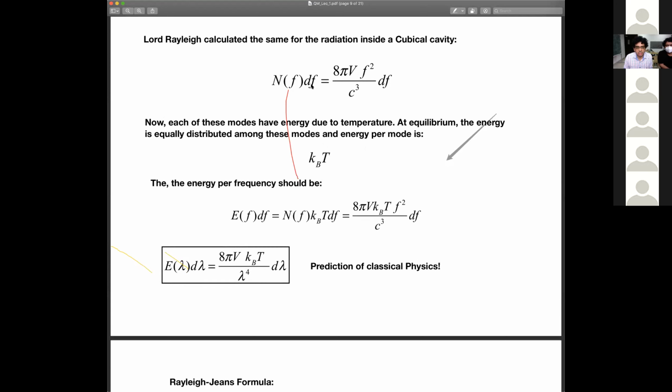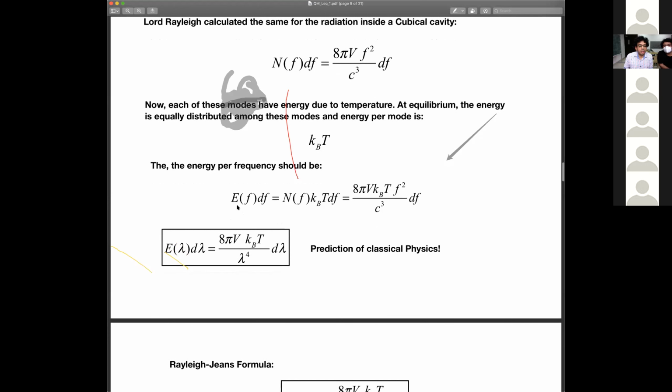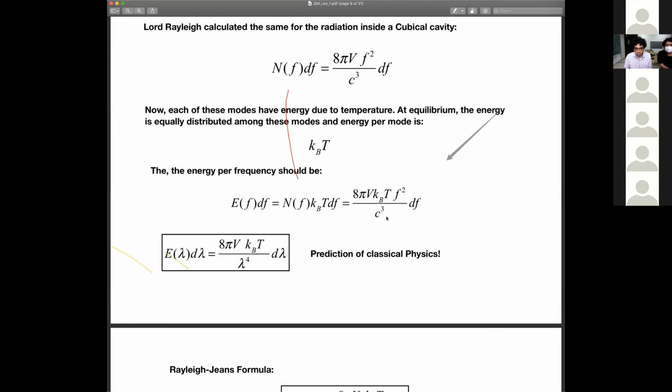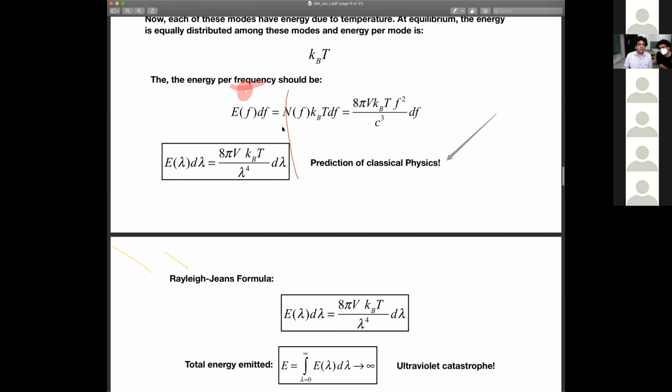So if this is the distribution of the number of modes with respect to frequency, then the energy distribution should follow this particular law. It goes like 8 pi nu k_B T f squared over c cubed. This basically means the second equation simply follows from the first equation. So I can convert this equation in the frequency domain into an equation in the wavelength domain, because frequency and wavelength are related to each other.